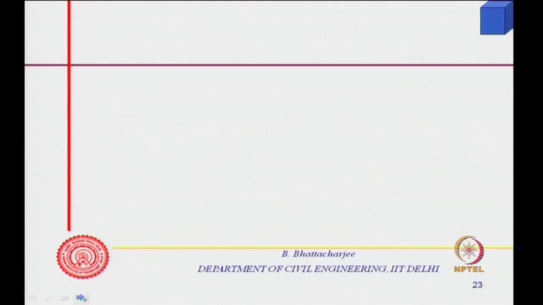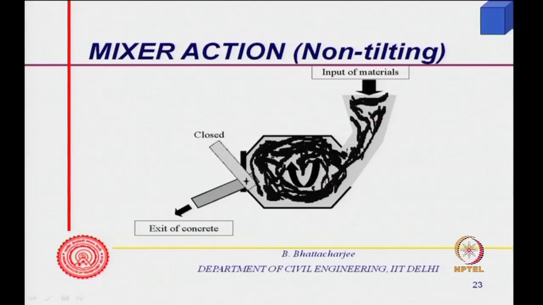This is the non-tilting type. You feed it, this is closed, and when you want to discharge you can just open this; there is a chute here. So, this is the feed of the material, and that is how this is your non-tilting type mixer. Not very common.